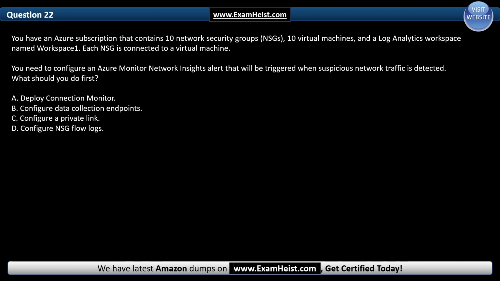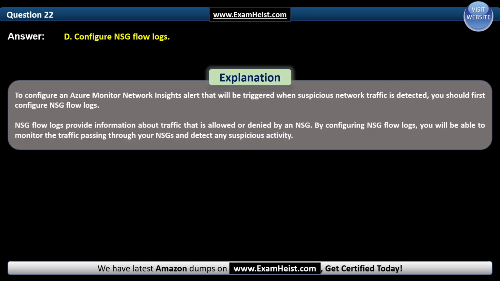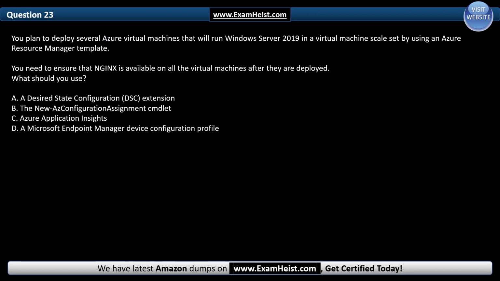Configure NSG flow logs. To configure an Azure Monitor Network Insights alert that will be triggered when suspicious network traffic is detected, you should first configure NSG flow logs. NSG flow logs provide information about traffic that is allowed or denied by an NSG. By configuring NSG flow logs, you will be able to monitor the traffic passing through your NSGs and detect any suspicious activity.